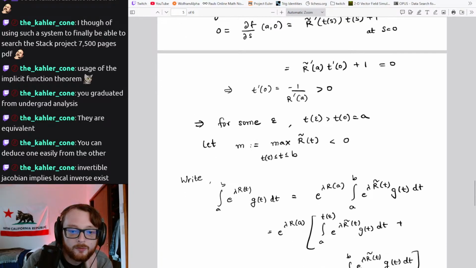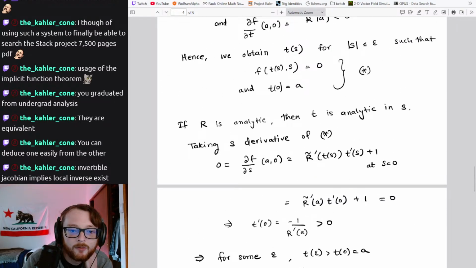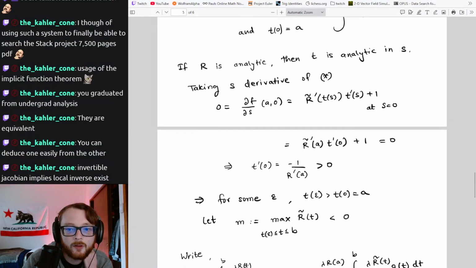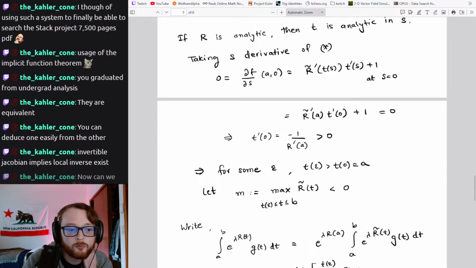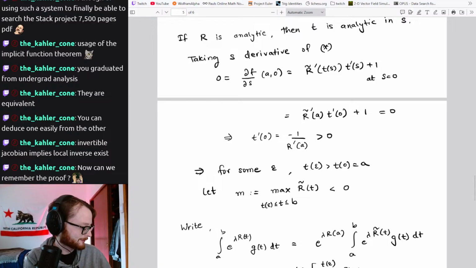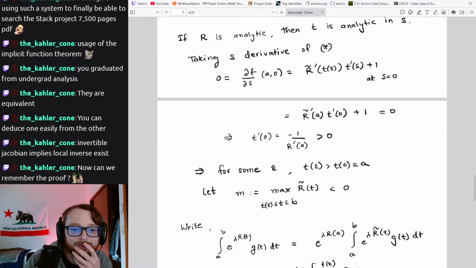What's all this? As far as I can tell, t is analytic in s, taking the s derivative of star. Oh, I mean, did we prove it? No, we did not prove the implicit function theorem, and thank God. This is applied math. We don't care about your stupid proofs. Keep them to yourself.